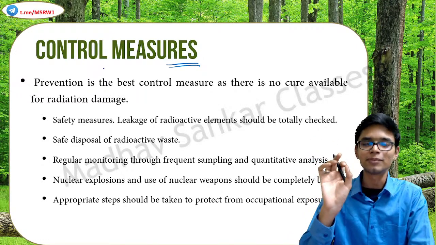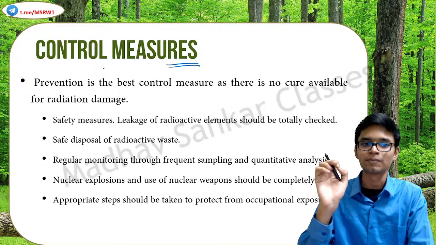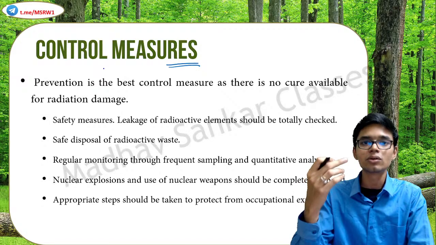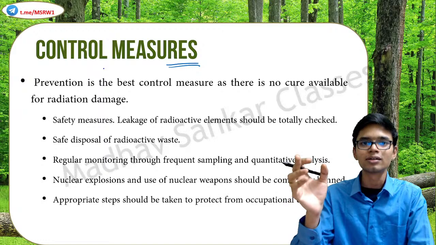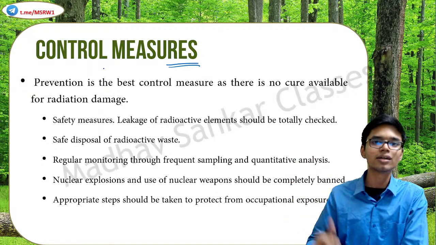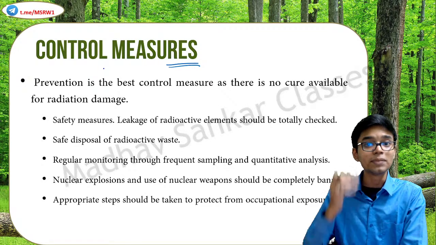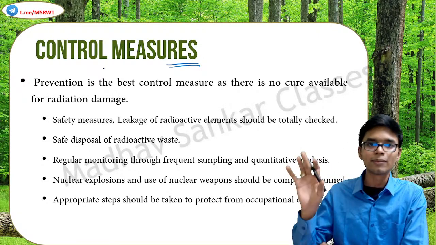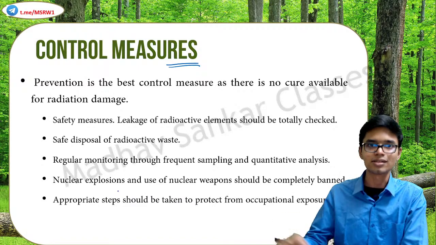Impose adequate safety measures wherever applicable. Leakages from radioactive elements should be totally checked. Safe disposal of nuclear waste. Regular monitoring. Nuclear explosions and nuclear warheads have to be strictly banned. Okay, we have the NSG group and all, no? Nuclear Suppliers Group and all. Which at least tries to contain the proliferation of nuclear weapons. Okay, NPT, Nuclear Non-Proliferation Treaty. Please do study about them also when you go for the prelims next year or mains this year.